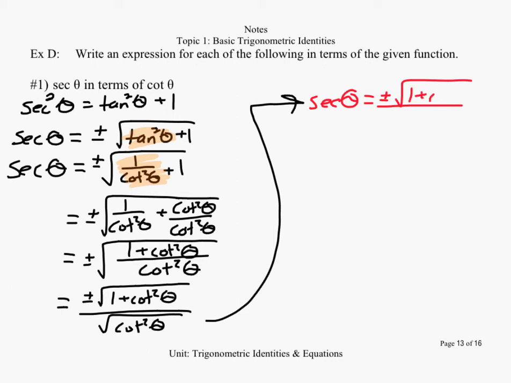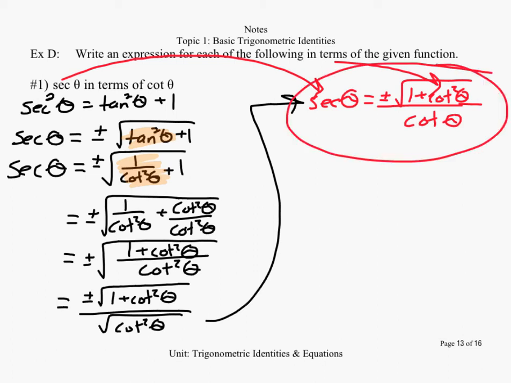1 plus cotangent squared of theta divided by cotangent of theta. So there's basically 3 requirements. It says in terms of the given function, so it's in terms of secant. Well, I said that wrong. Secant's by itself. It's in terms of cotangent. And then the third thing is make sure it's simplified. You can't have radicals in the bottom of your fraction. So that is the finished product. Questions?